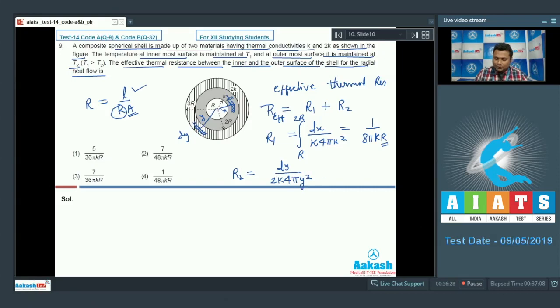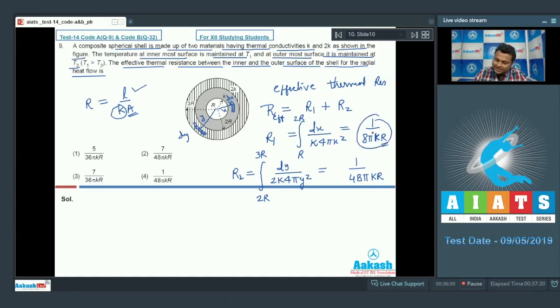y square. Now this is for a small element. Now for the total outer sphere we can take the proper limits, that is from 2r to 3r. After integrating and solving it, we will get the value as 1 by 48 pi k into r.